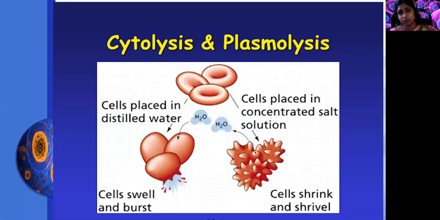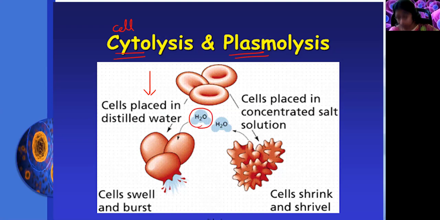Cytolysis and plasmolysis. Cytolysis: cyto means cell, lysis means death. Plasmolysis is the same, cell death, but in a different condition. That we are going to see. A cell placed in distilled water: the cell swells up and bursts. This process you call cytolysis. I told you about the three mediums previously. In this condition, which is more and which is less? Water is entering inside. See here, the cell is placed in distilled water and water enters inside.